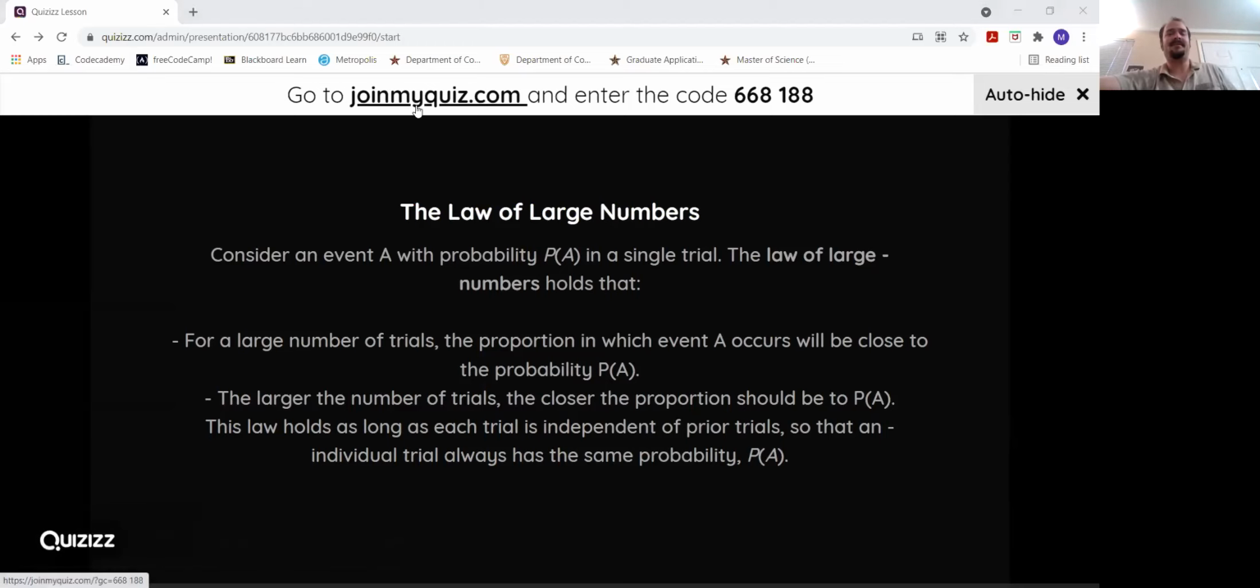What I would do, I wouldn't read this crazy math speak, right? Consider an event, so consider getting heads. The probability of getting heads in a single trial is what, a half? So getting heads, its probability is a half. The law of large numbers says that for a large number of trials, and again, I feel like this is a kind of loaded word. What does large mean, right? How many do we need?